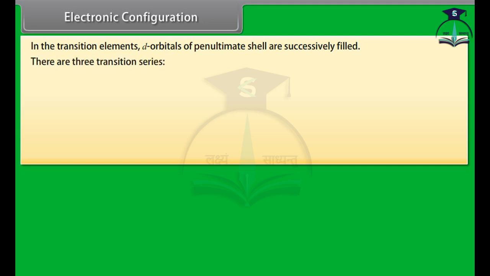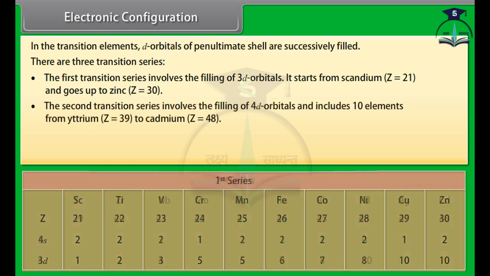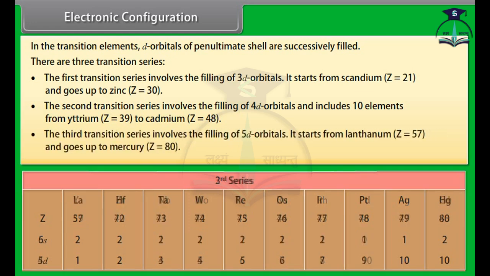There are 3 transition series. The first transition series involves the filling of 3d orbitals. It starts from scandium and goes up to zinc. The second transition series involves the filling of 4d orbitals and includes 10 elements from yttrium to cadmium. The third transition series involves the filling of 5d orbitals. It starts from lanthanum and goes up to mercury.